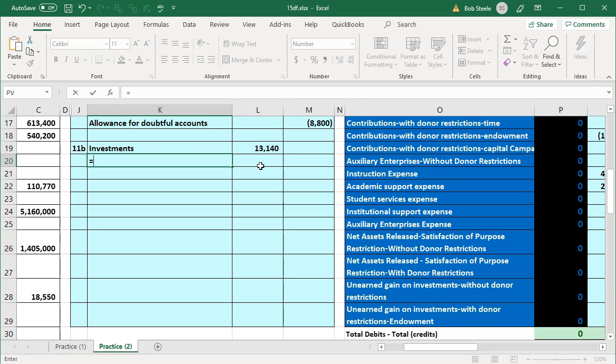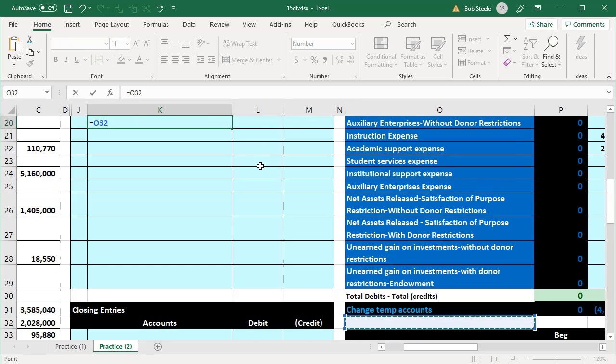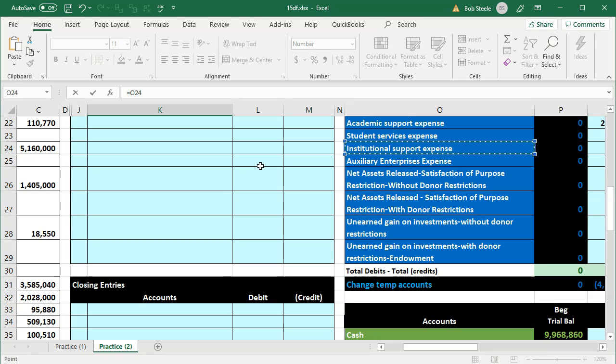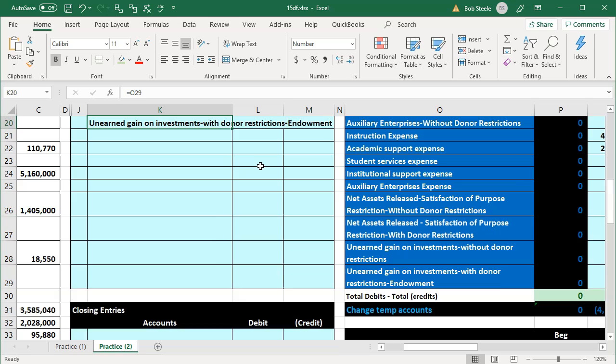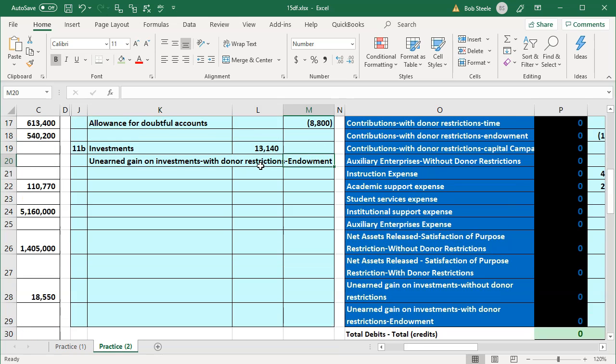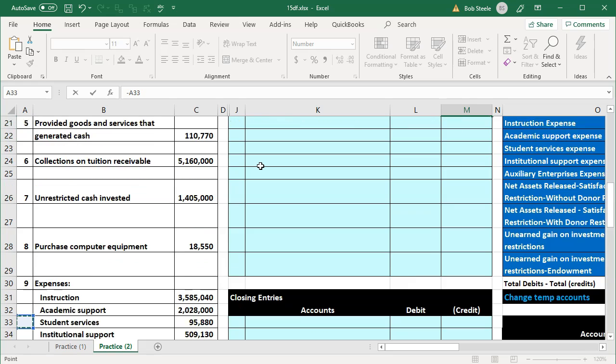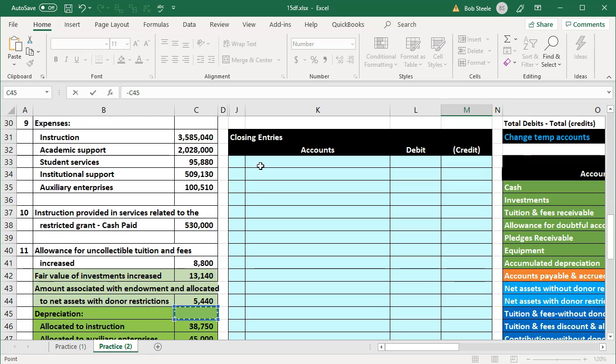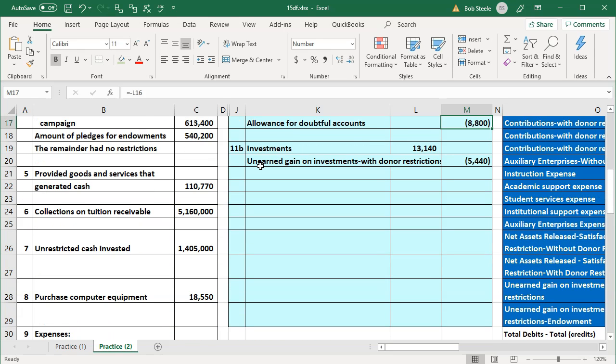So we got one that's going to be restricted, one that will not. I'm going to put the one with the restriction first because that's the number we have. So I'm going to say the one with restrictions. This is unearned gain on investments with donor restrictions. And then this is going to be a credit. So I'm going to put it in the outer column, M20. And then I'm going to say negative to flip the sign, scroll down, and pick up our number, which is that 5,440 and enter.